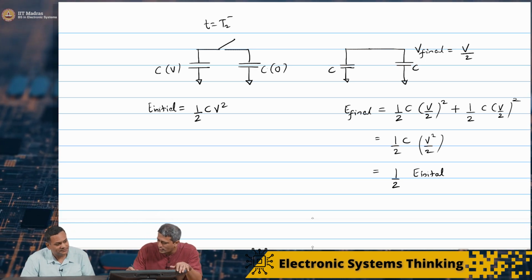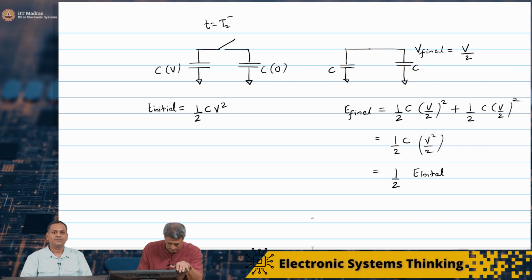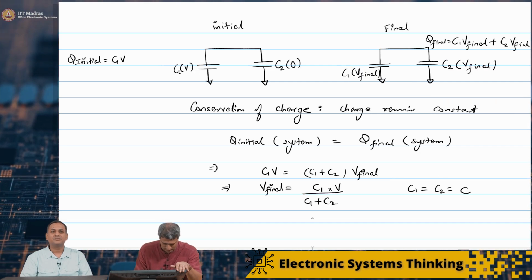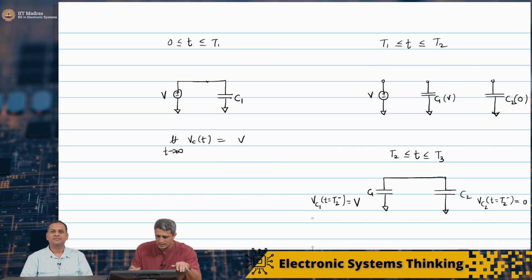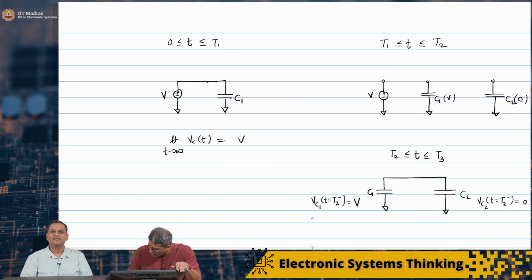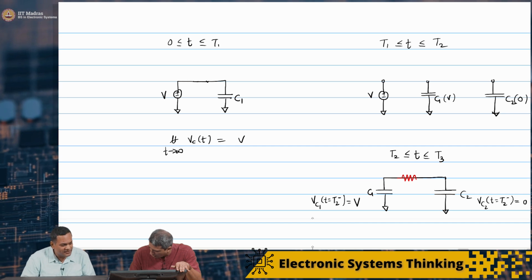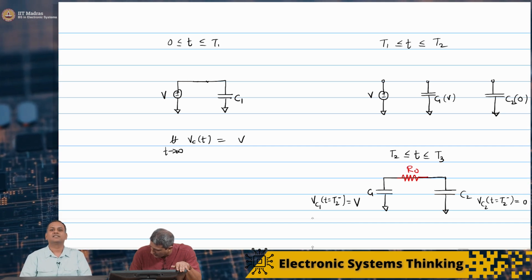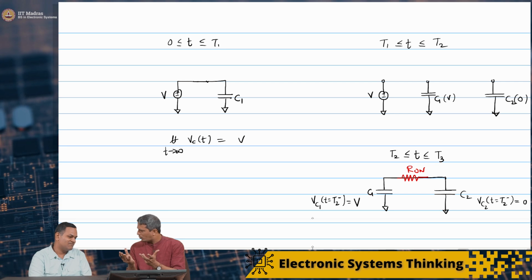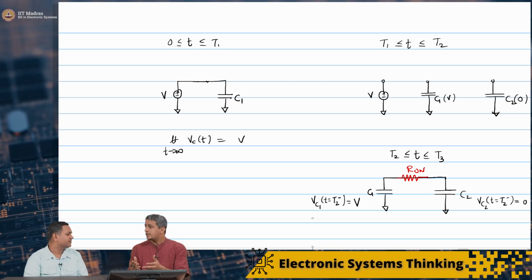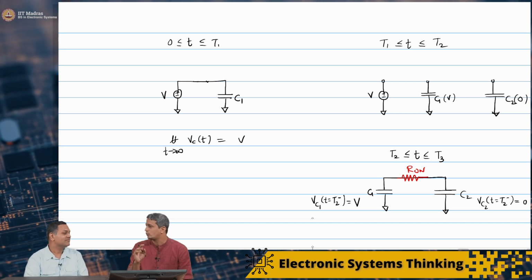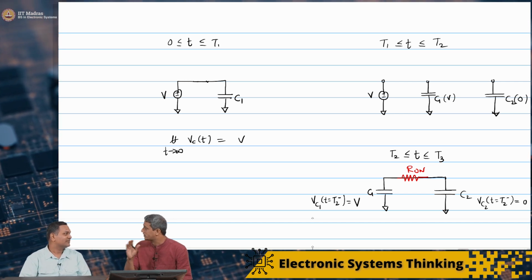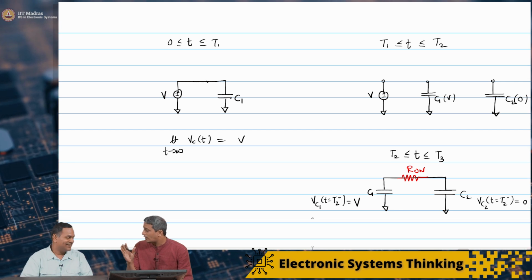So the right way to redraw this picture is with some small resistance R. It's very small, but it doesn't matter. The beauty is it doesn't matter what the value of the resistance is. Whether you have a small value or large value, the energy lost is the same. Half the energy is gone.